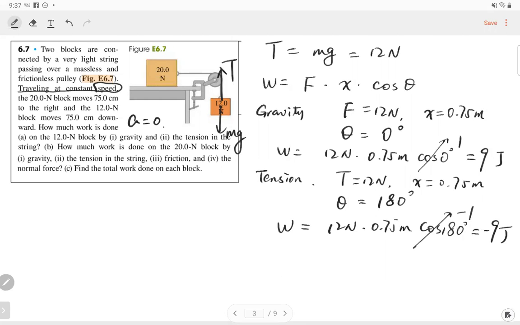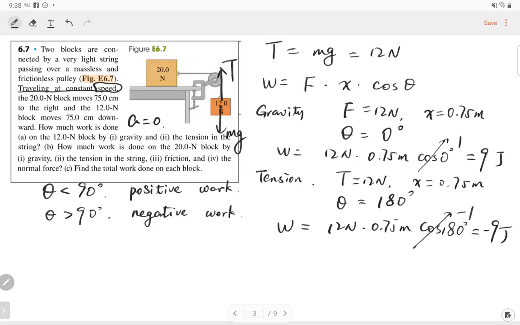Okay, so you can find that if the theta is smaller than 90 degrees, you will get a positive number, right? The work is positive, so we say the force has done positive work. If the theta is larger than 90 degrees, then we say the force has done negative work. This is for the first question.